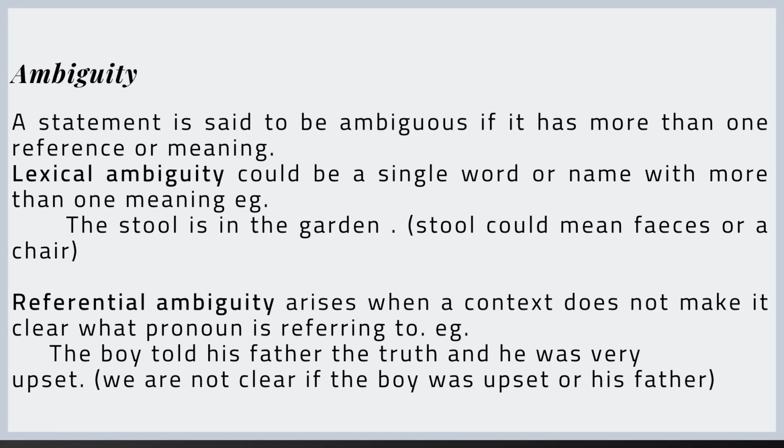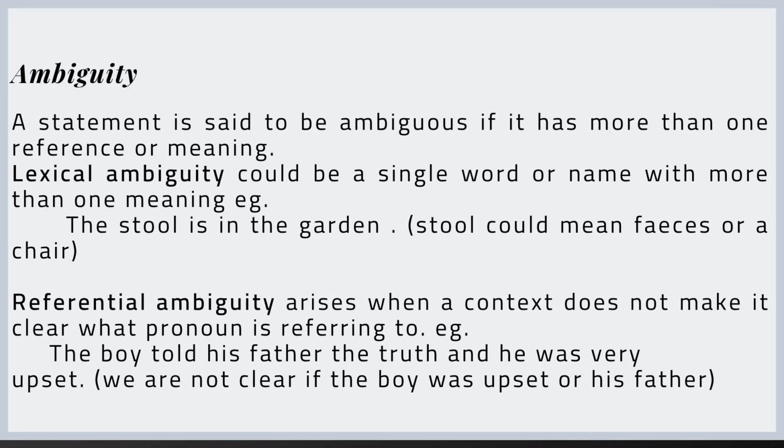Ambiguity. A statement is said to be ambiguous if it has more than one reference or meaning. There are three types of ambiguity, namely lexical ambiguity, referential ambiguity, and syntactic ambiguity. Lexical ambiguity could be a single word or name with more than one meaning. Example, the stool is in the garden. Stool here could mean feces or a chair.